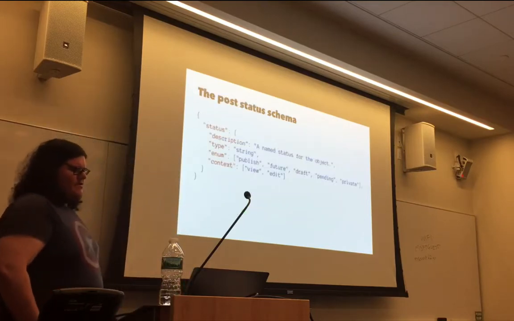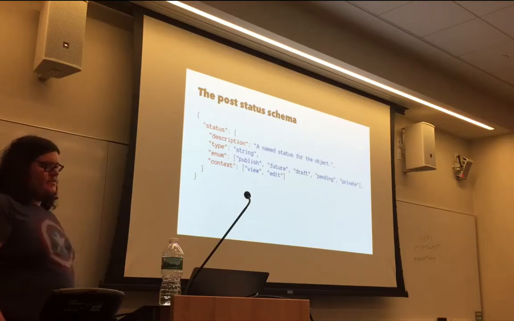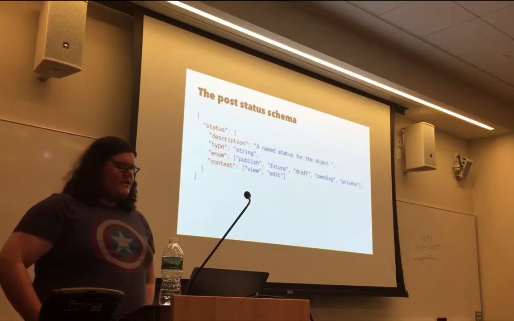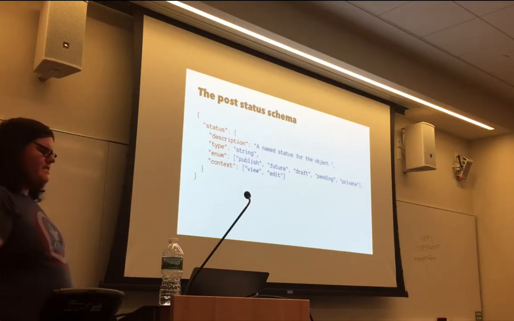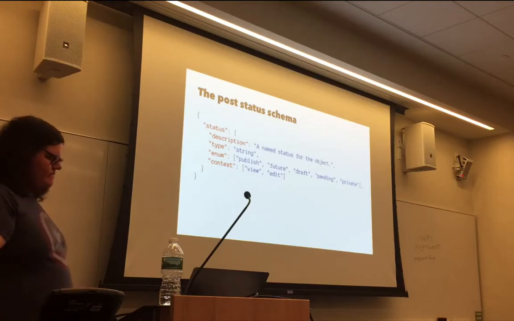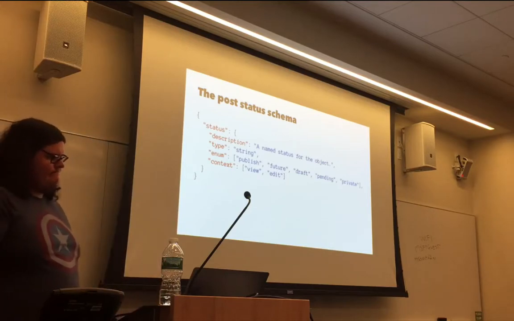So going back to our post status example, we have a status, a description that says this is the status for the object, it's a type of string, and here we're defining an enum. This is a list of allowed values. So we have publish, future, draft, pending, and private. And so because our value didn't appear in there, WordPress will give us an error.